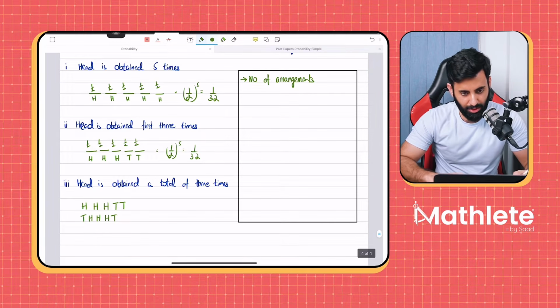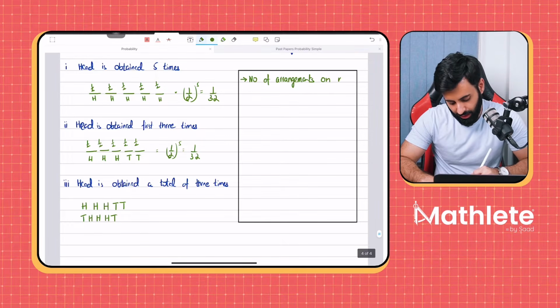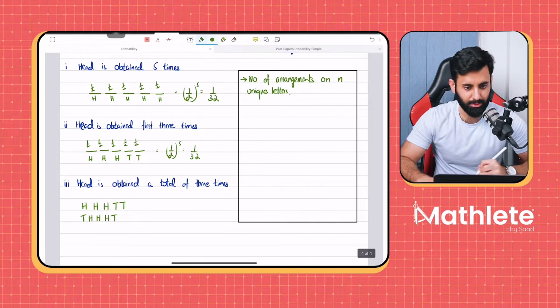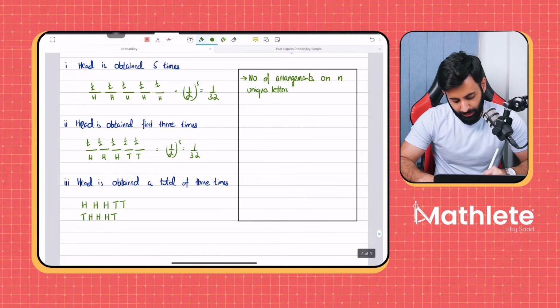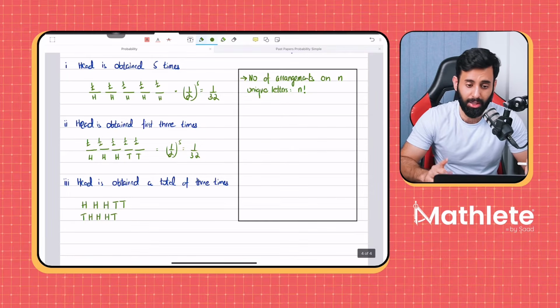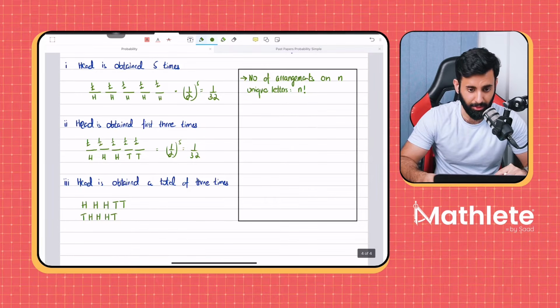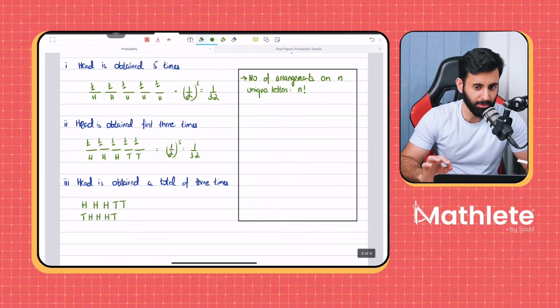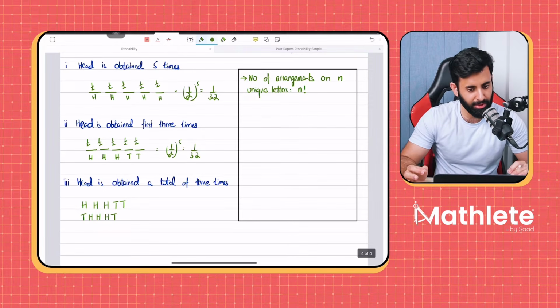So this is called the number of arrangements of n unique letters. Let's see what happens if we have unique letters. The way that we do it is n factorial. I'm pretty sure everyone at this point should be familiar with factorial. This is something you must have done in binomial. I hope everyone knows what factorial is. Anyone here who doesn't know what factorial is, please let me know now.